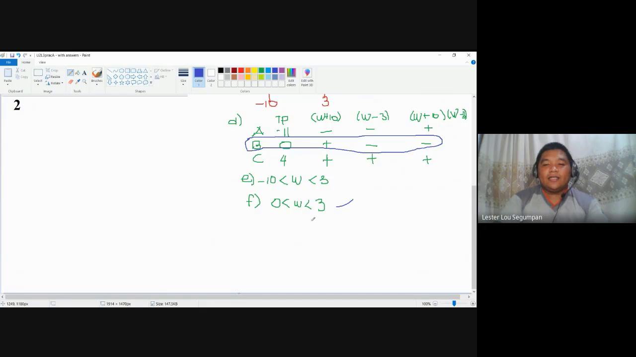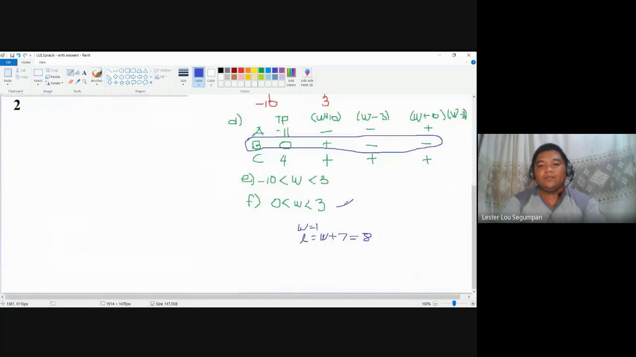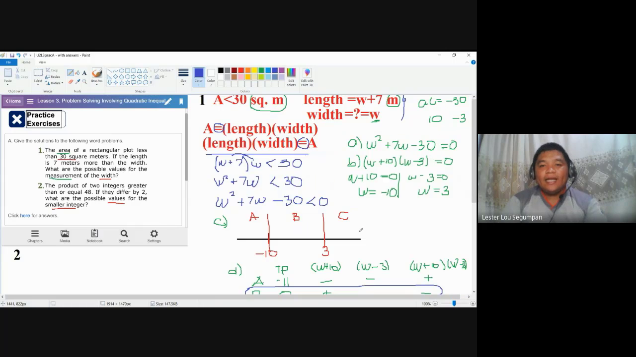Okay, so let's try to pick values here. Between 0 and 3, of course 1. If the width is 1, the length, which is w plus 7, is actually 8. And the product, the area for this rectangular plot, if width is 1 and length is 8, is actually 8 square meters. Is it less than 30 square meters? Yes. So it satisfies the inequality. How about 2? If w is 2, then the length should be 9. 2 times 9, 18 square meters. It's also less than 30.